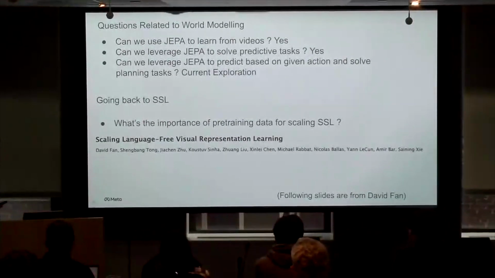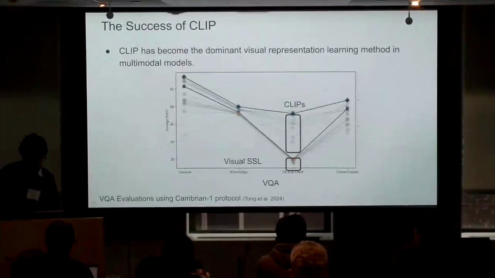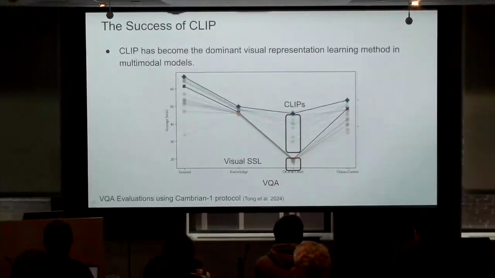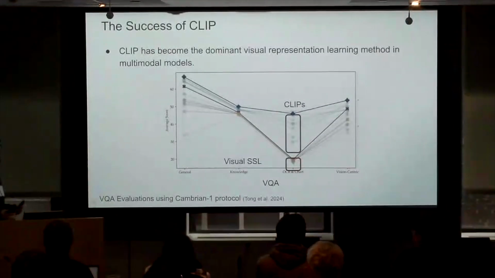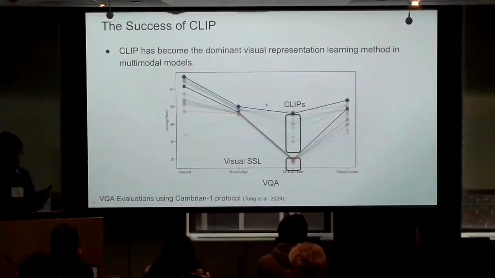In this work, we revisit a question that is not really new: what is the importance of pre-training data for SSL, and especially for scaling SSL. This project started with a discussion between David and Amir and this observation. We work on SSL. We want to learn a good, universal representation to solve many tasks. But in practice, the dominant paradigm to solve VQA tasks is the CLIP model, at least until now.